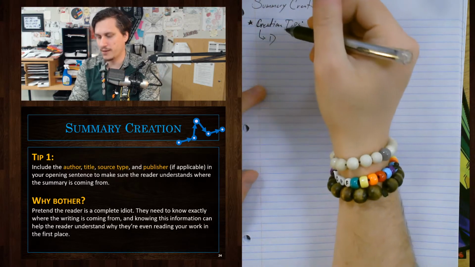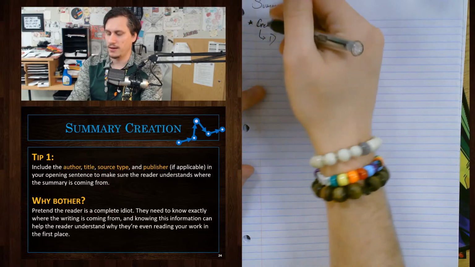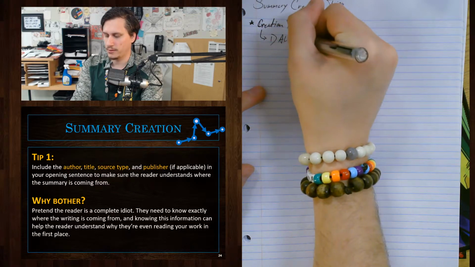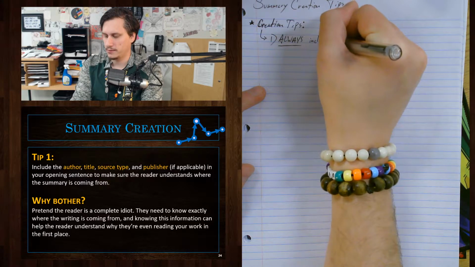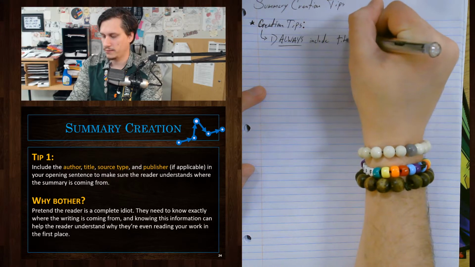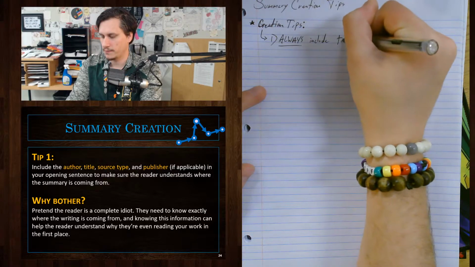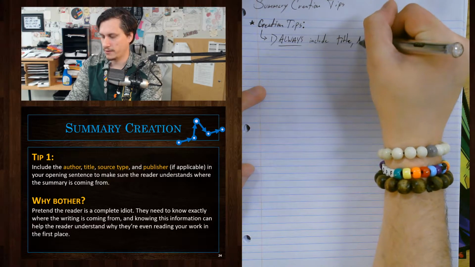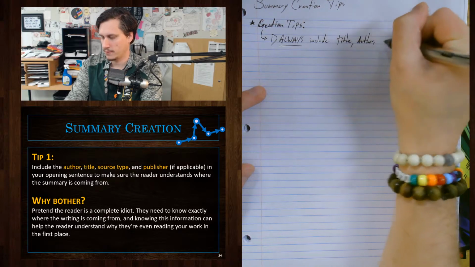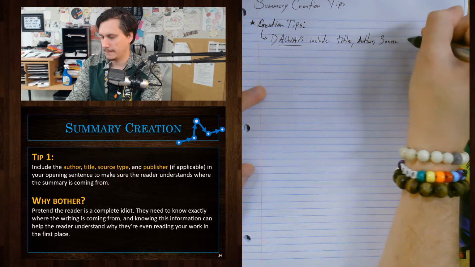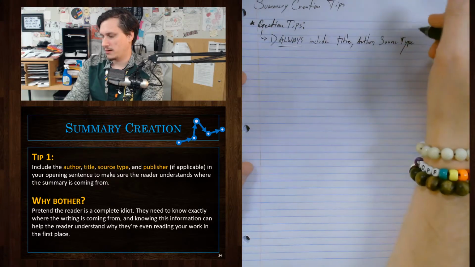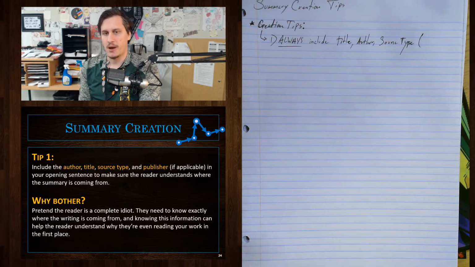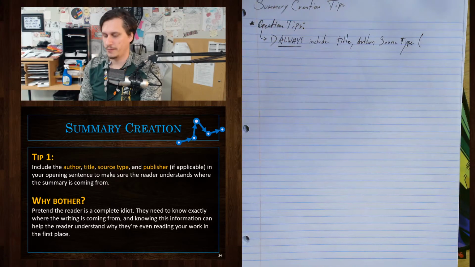So my first tip when creating a summary is always include the title, the author, and the source type. I said on my PowerPoint slide, oh yeah, I did the publisher too. And then I put in parentheses, if applicable.